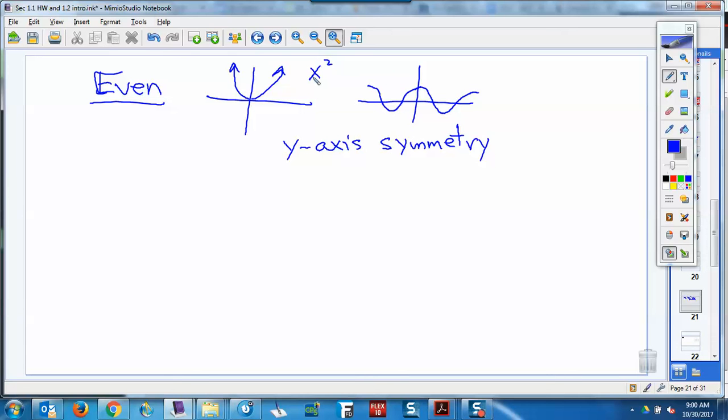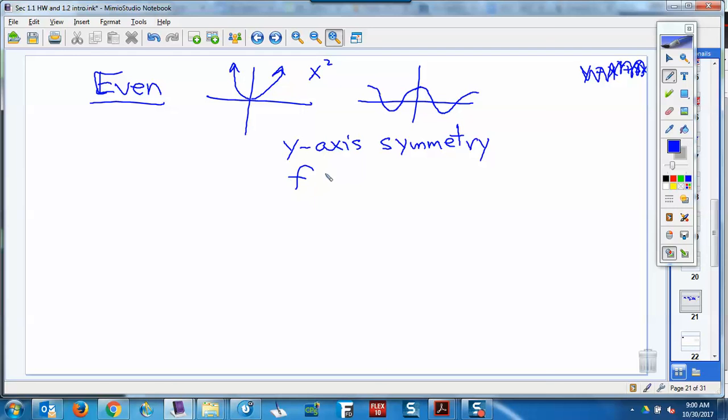That's an even function. Now, not every x squared is going to be an even function. If I take x squared and shift it 2 to the right, it doesn't have y-axis symmetry anymore, right? So just because it's an x squared doesn't make it an even function. They might ask you, what about y equals x squared plus 5x? Is that even, odd, or neither? Well, it's going to be neither, because that one is moved off of the y-axis symmetry. So just because it's an even power doesn't make it an even function, okay?